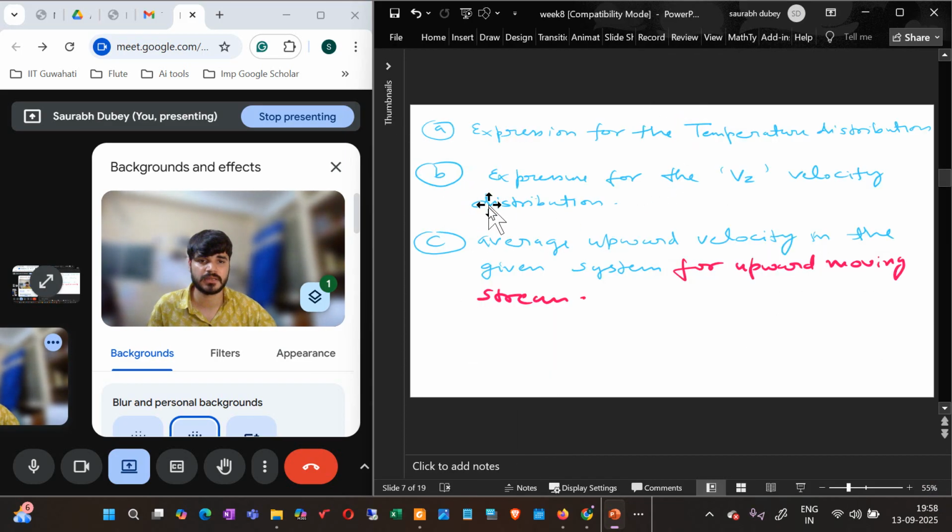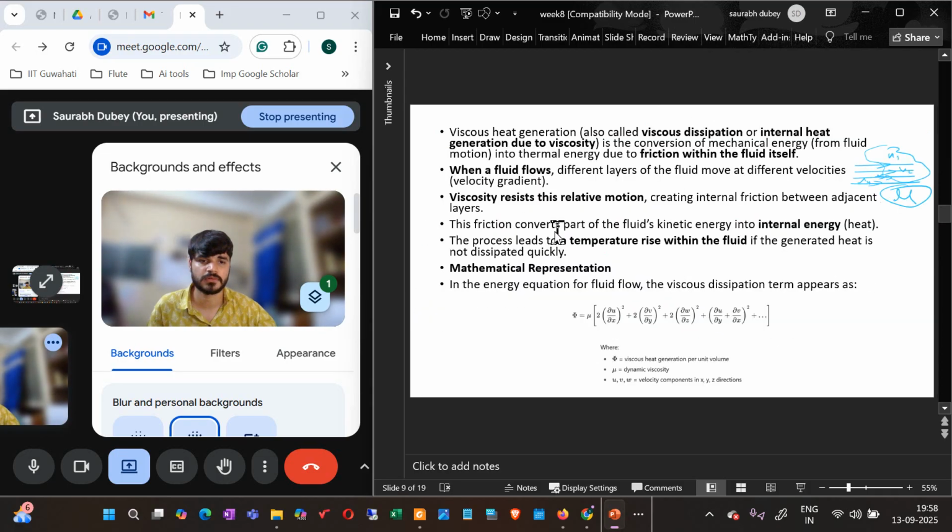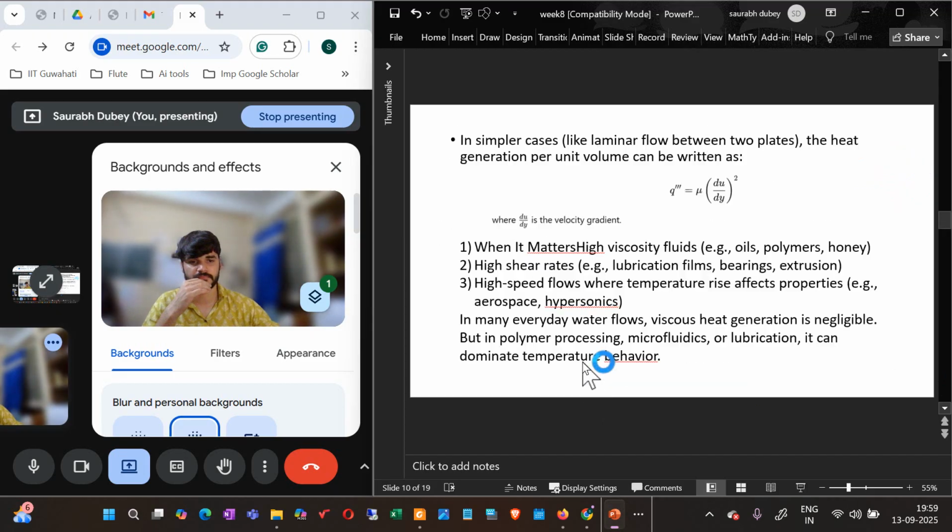So what I'm saying is, yes, this is the expression for viscous dissipation. So here phi is the viscous heat generated per unit volume. Okay, and then mu is dynamic viscosity, u, v, w are the velocity components in x, y, and z direction, right? Then in simple cases like laminar flow between two plates, the heat generation per unit volume can be written as this first term. Okay, where du by dy is the velocity gradient.